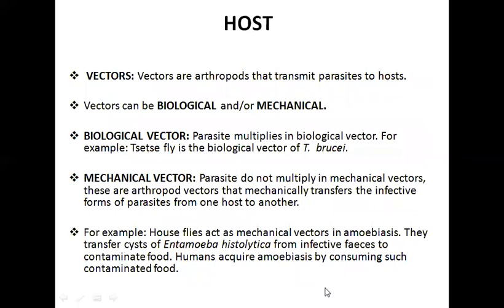Then we have vectors. Vectors are arthropods that transmit parasites to hosts. Vectors can be biological or mechanical. Biological vectors are those in which the parasite multiplies. For example, the tsetse fly is the biological vector for Trypanosoma brucei, and the mechanical vector is the one in which the parasite does not multiply. These are arthropod vectors that mechanically transfer the infective form of the parasite from one host to another. For example, house flies act as mechanical vectors in amoebiasis. They transfer the cysts of Entamoeba histolytica from the infective feces to contaminated food, and humans acquire the infection by consuming such contaminated food.